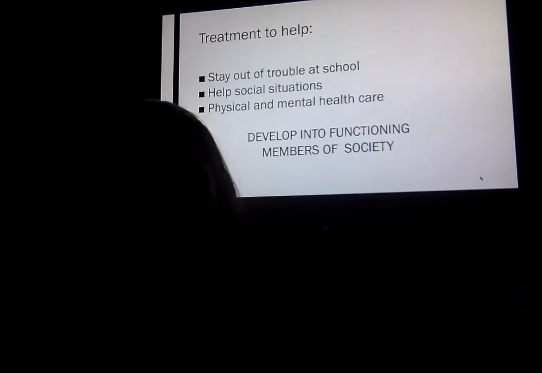So it is very crucial for these adolescents to be treated in order for them to stay out of trouble when it comes to school attendance, as well as in social situations they may encounter. It is especially important to treat their healthcare needs, whether physical or mental, so that they can develop into functioning members of the society they are a part of and where they resettle.